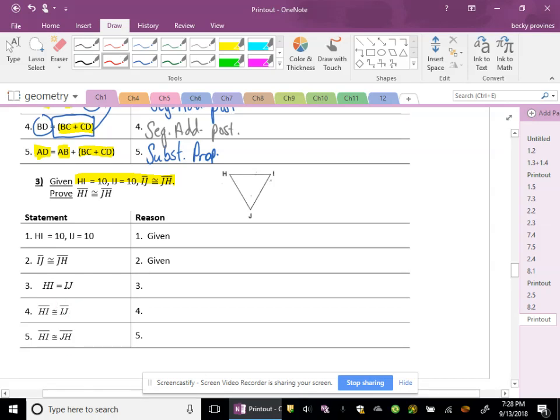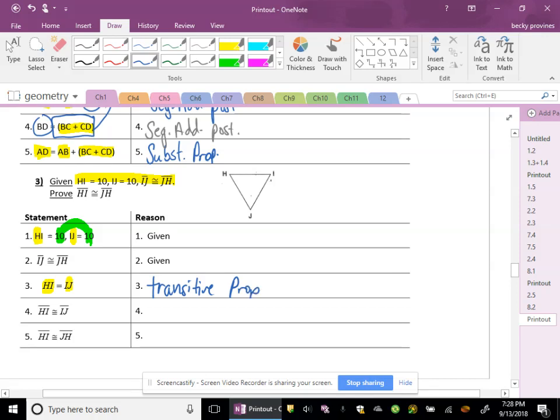Let's do number 3. How do we know that HI is equal to IJ? Let's see if we have it in previous steps. Here's HI, here's IJ, and do you notice they both are equal to the same thing here? So it's the property that starts with a T, transitive property.